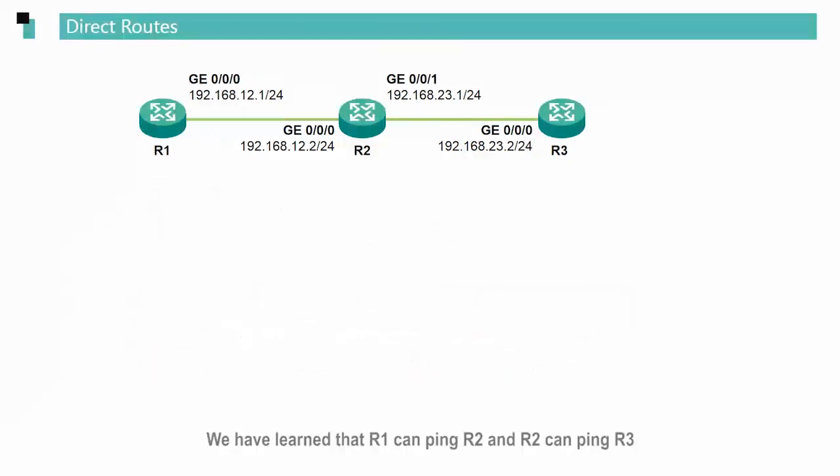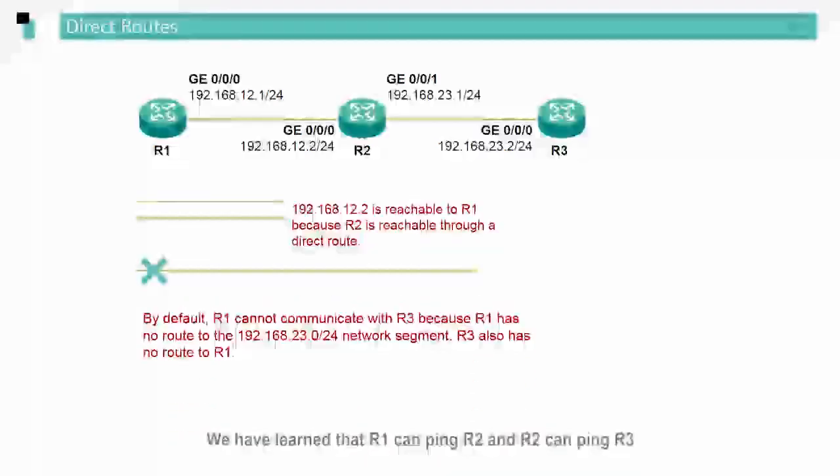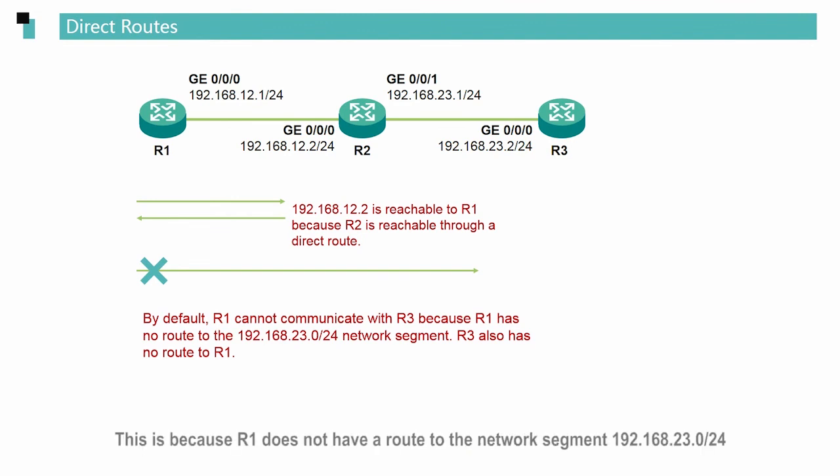We have learned that R1 can ping R2 and R2 can ping R3. Can R1 ping R3? Let's have a try. We find that R1 fails to ping R3. This is because R1 does not have a route to the network segment 192.168.23.0/24. Without such a route, packets cannot be sent to R3.